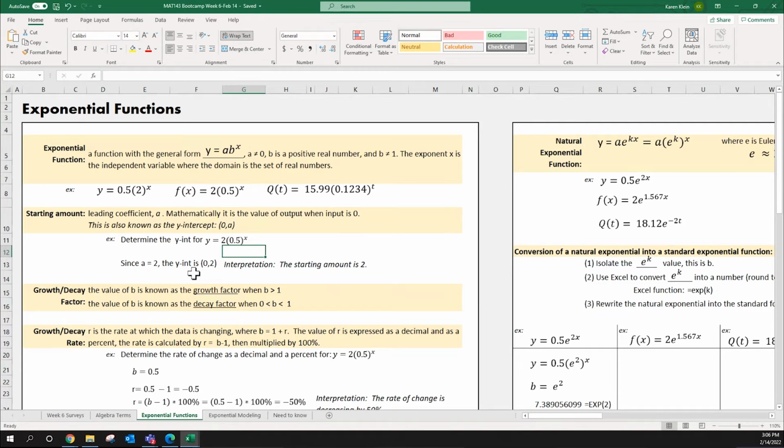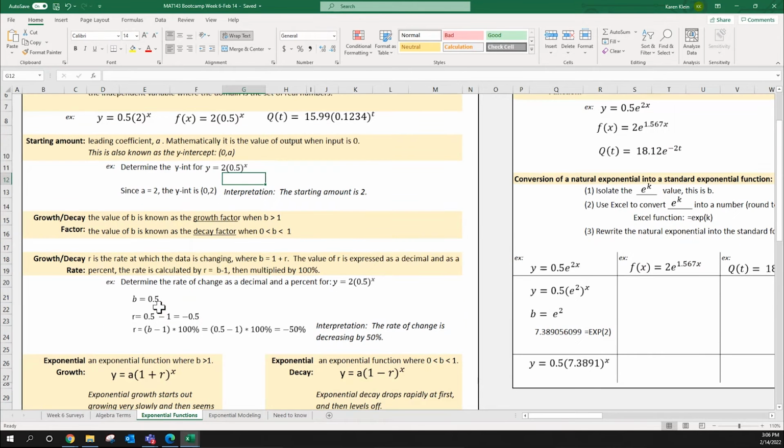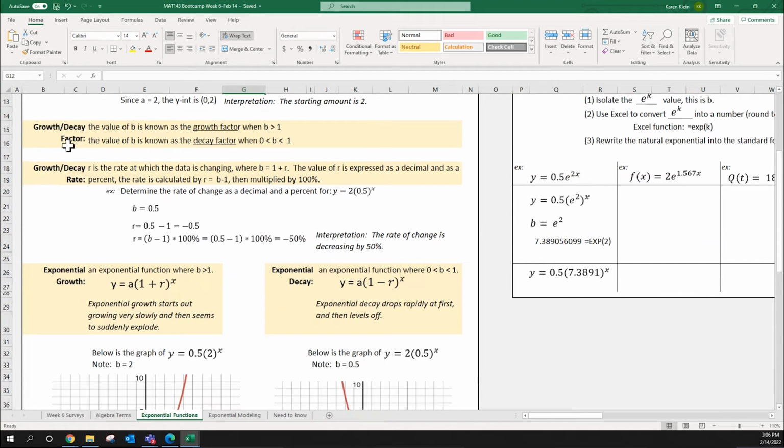Now, exponentials come in 2 different forms. We either have a growth or we have a decay. And how we know the difference is by looking at what's known as the growth factor, and that is the value of our b. The value of b is known as the growth factor when the b value is greater than 1. If my b value is between 0 and 1, then it's decay. Now, I'm going to skip over this decay rate for just a second.